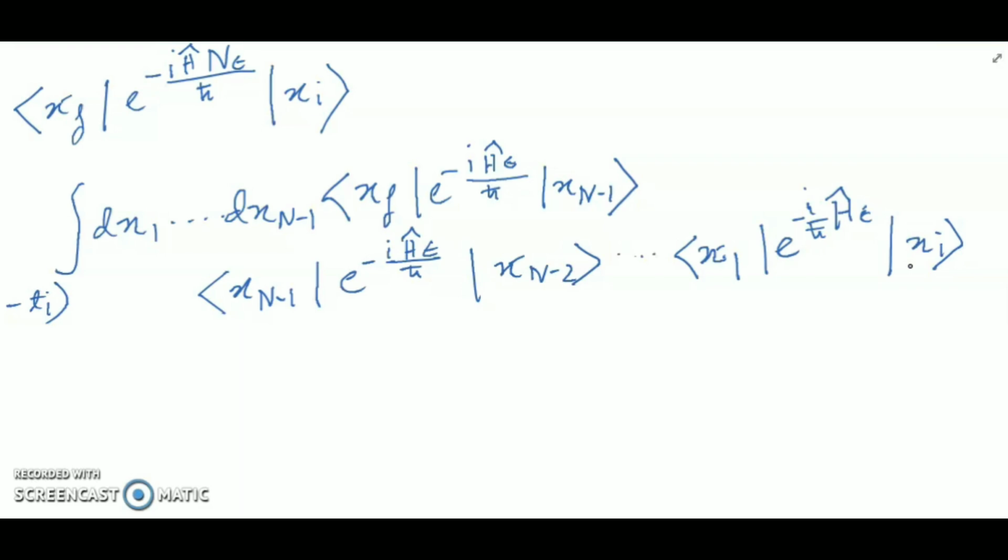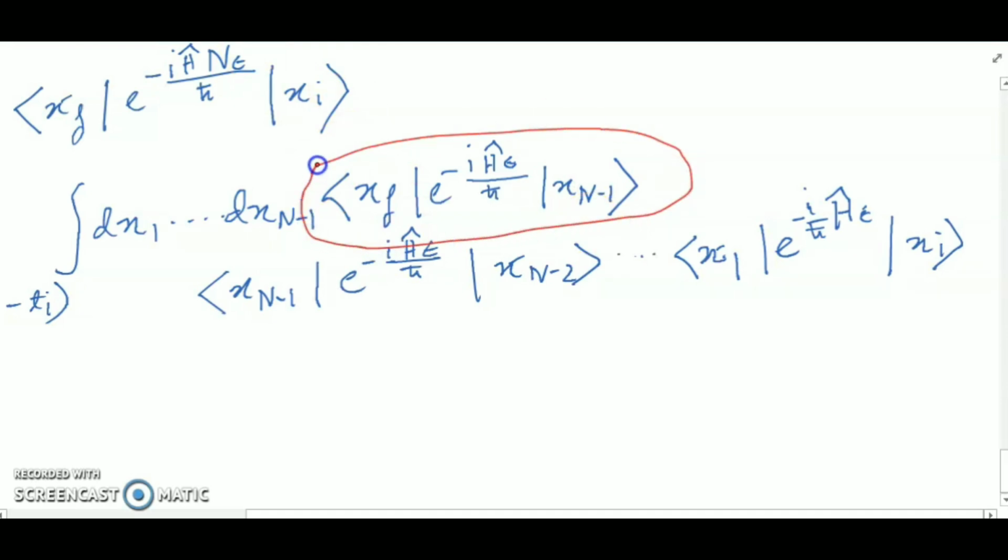One can calculate this matrix, and this can be calculated in the following manner. So how can we calculate this matrix? Let's check.